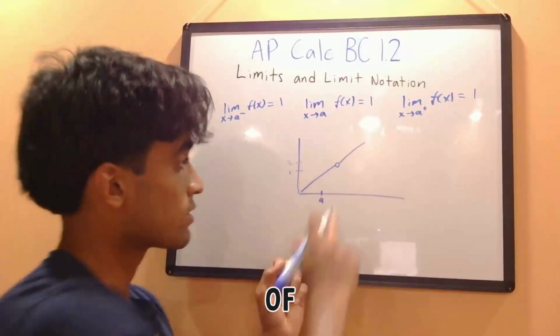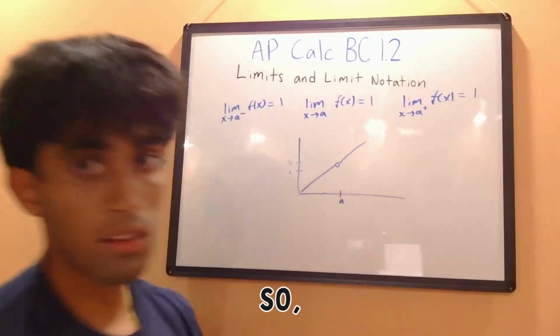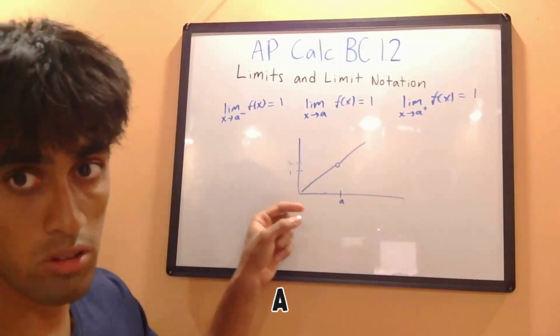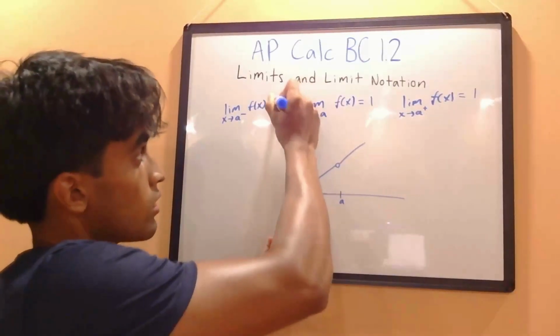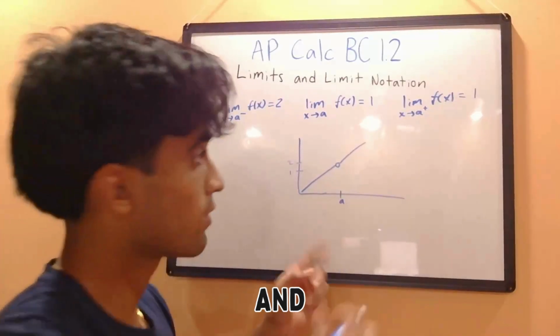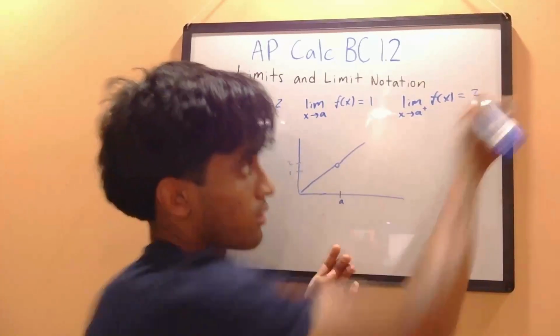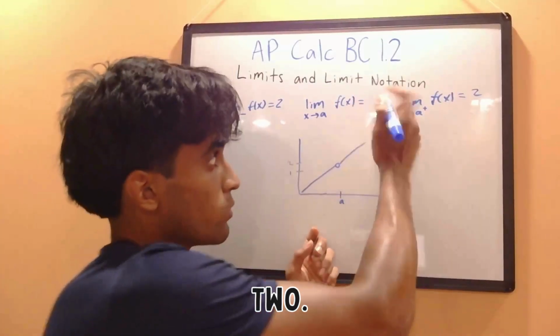Now, what if instead of a being here, it was where the hole was, so at a? Now, if we do the same thing, as x approaches a from the left side, we get y is about 2. So that's our left-hand limit. And then we do the same thing from the right side. We get y is about 2 again. And since they're both the same number, that means the two-sided limit is also 2.